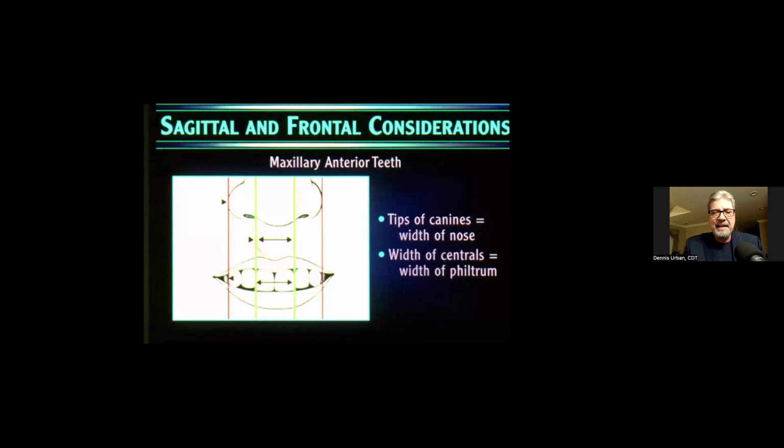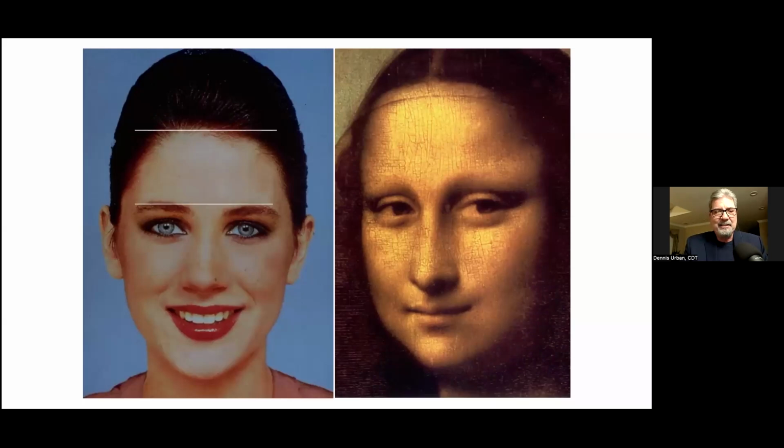And the tips of the canines are usually equal to the width of the nose, and the width of the centrals are usually equal to the width of the philtrum. So we have a lot of natural anatomical landmarks to follow when we're picking out our denture teeth here. And if we do a cross section of the face here, we have that pupil line, which is equal to the occlusal plane, smile line, the midline, our cuspid lines, and this is all the information we need to make a successful denture setup.